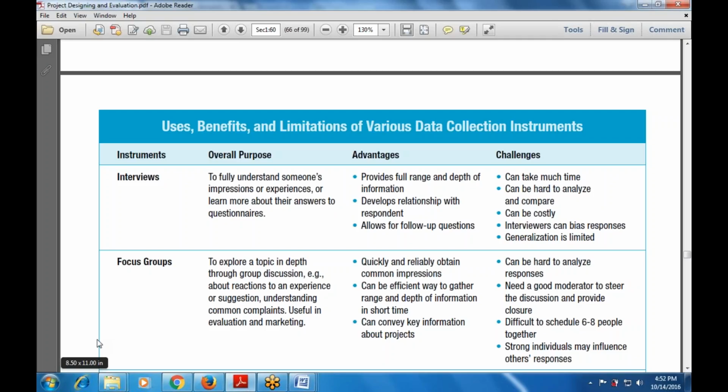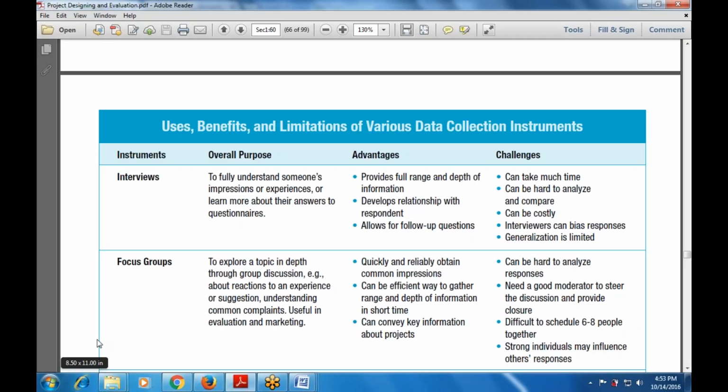And interviewers can bias the responses. If he or she has some relationship with someone, he or she may be biased in some cases. Then generalization is limited. Generalization in the sense that there is no general category or general criteria for this one. That is one data collection instrument, that is interviews.